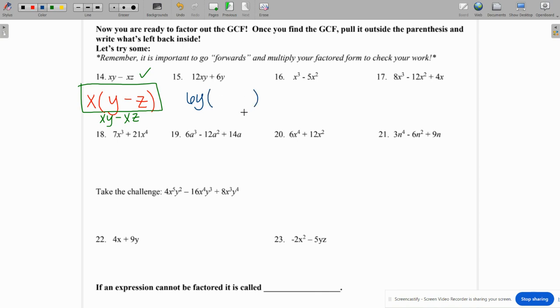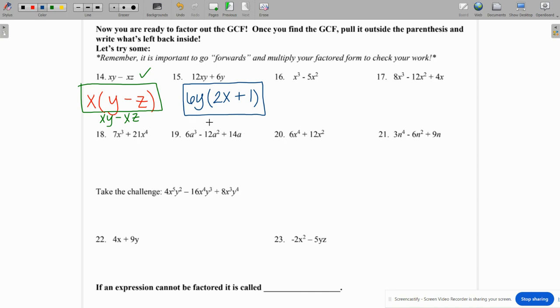In the parentheses, you'll have 2 terms since that's how many you started with. 6y times what is 12xy? That would be 2x. 6y times what is 6y? That's going to be a positive 1. I'll do 2 more. Let's jump down here.